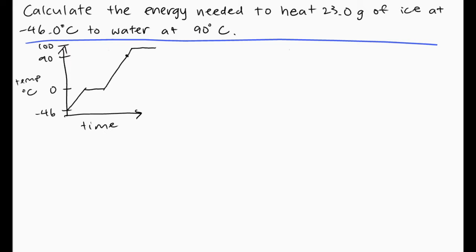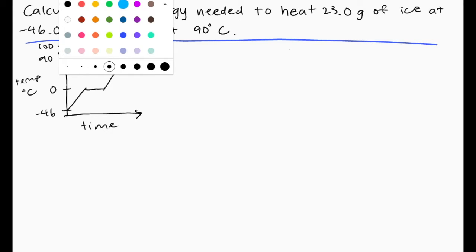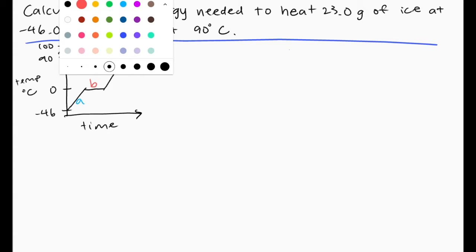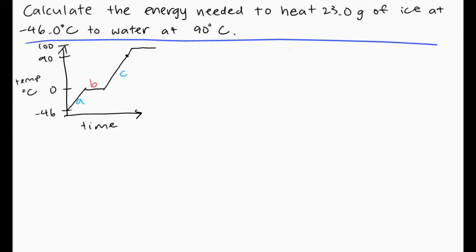So we can divide our graph into 3 sections. We have A, the first part where it's warming up, B, where it undergoes the phase change, and C, where it's warming up again, this time as water. So in parts A and C, the kinetic energy and the temperature are both increasing. And so we use the equation we've used before, Q equals mc delta T.